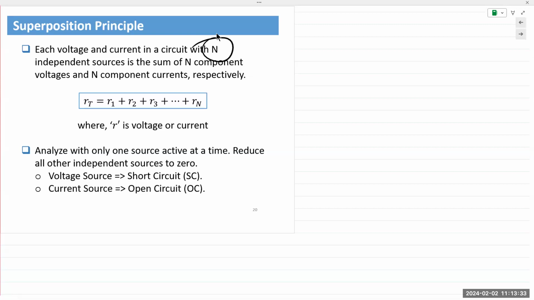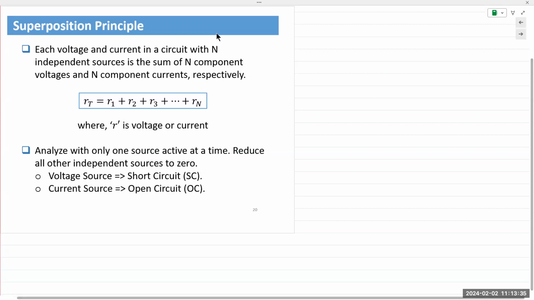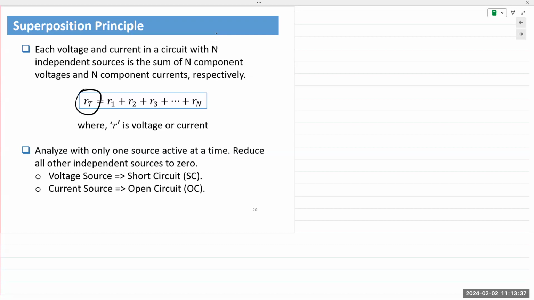So here I say that RT would be the sum of R1, R2, R3 all the way to Rn. R represents either voltage or current, and then T is the total sum of all the sources that are present in the circuit. So it is 1 plus 2 plus 3 plus all the way up to n number of sources. Okay.